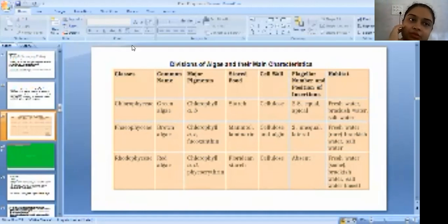Where will they be inserted? At the apical areas. Apical means at the tip. In Chlorophyceae, where will they be? How many flagella will there be? 2. Where will they be situated? Lateral side. Very good. Lateral means at the sides. Apical means at the tip.